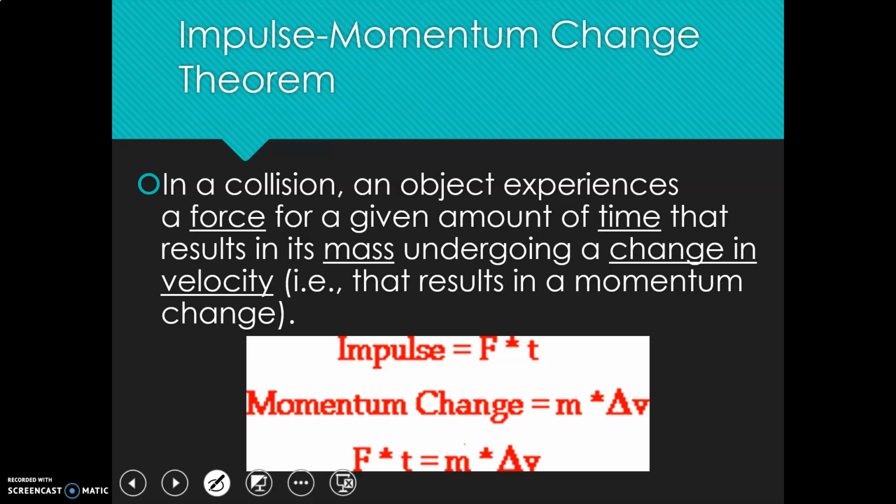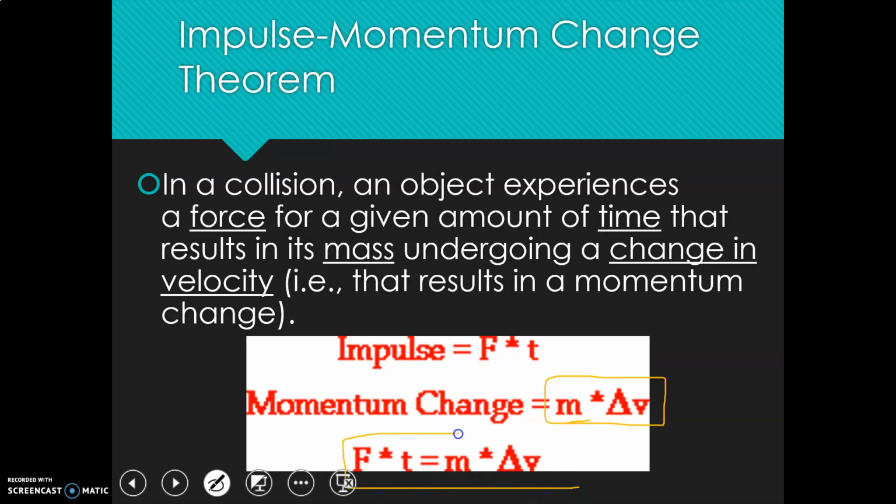Impulse-Momentum Change Theorem. So in a collision, an object experiences a force for a given amount of time that results in its mass undergoing a change in velocity. That results in a momentum change. So impulse is force times time. The change in momentum is mass times the change in velocity. And then you just set them equal to each other.